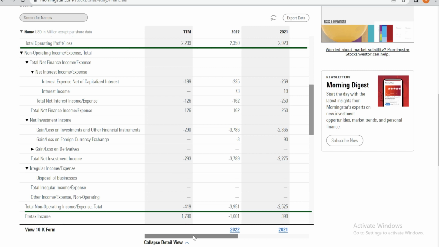Then we have the total net investment income or loss. And notice how the same thing happens here with TTM. There's no gain or loss on foreign currency exchange reported here. So we just take this negative $3 million that is still within that 12-month time frame that TTM covers, minus this figure for a total loss of $293 million.